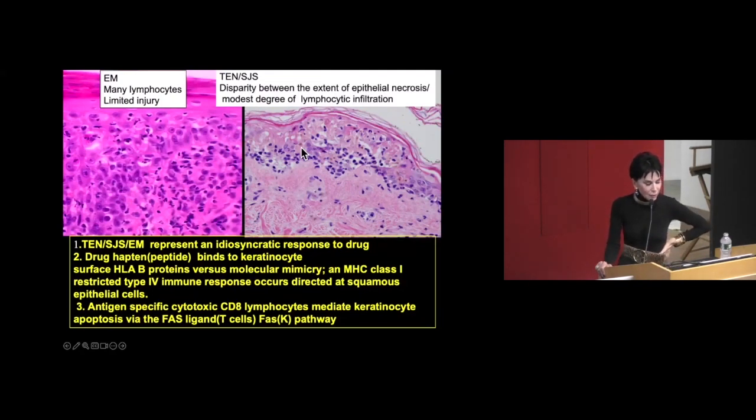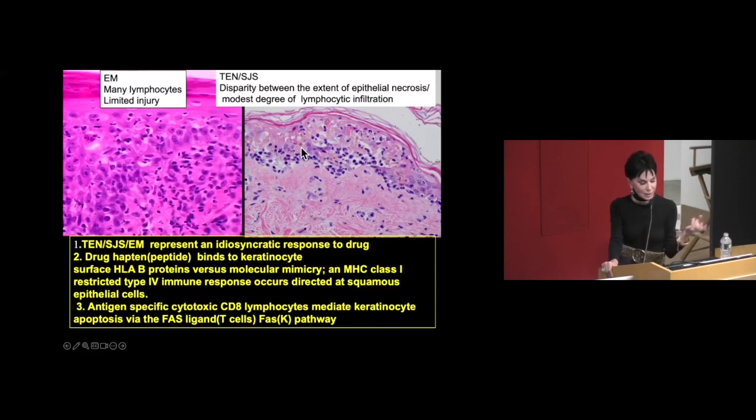So all three conditions are an idiosyncratic response to drug, or at least with erythema multiforme, it could be a microbe, but SJS-TEN is typically drug, where a peptide binds to the keratinocyte surface HLA-B protein. That's one mechanism versus molecular mimicry. Molecular mimicry being typical for infection-triggered erythema multiforme minor.